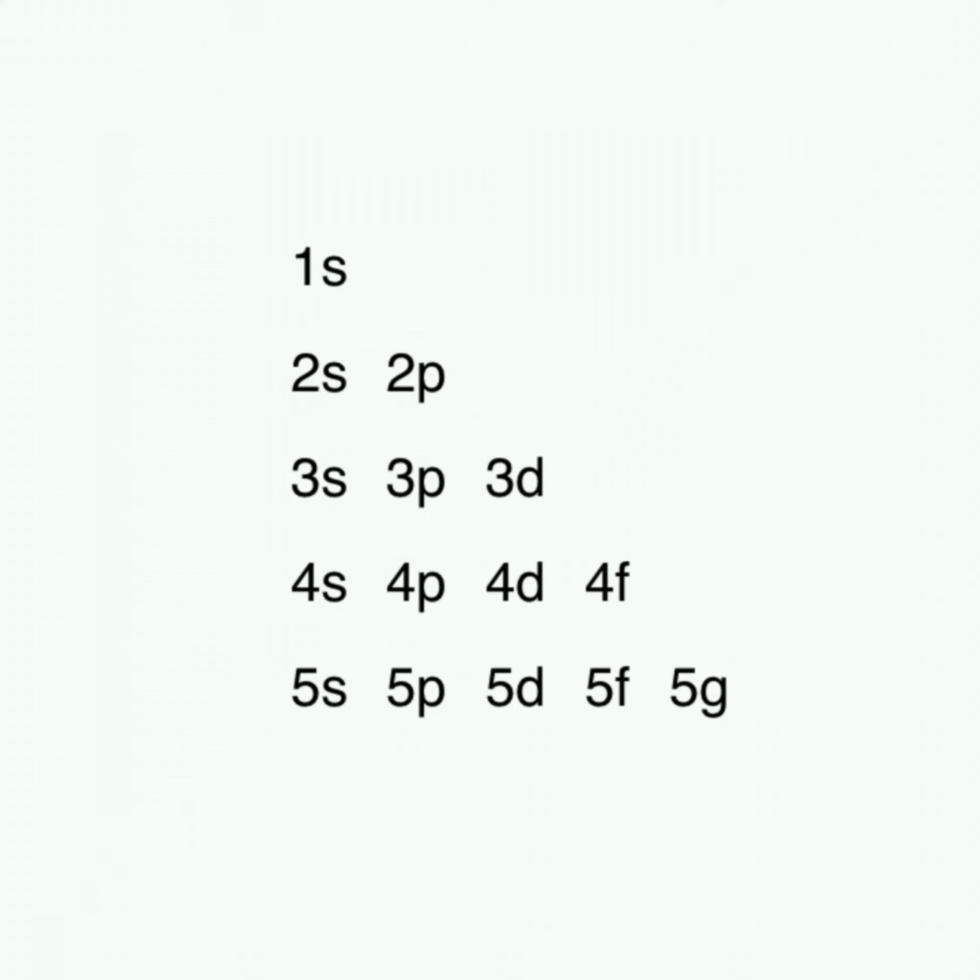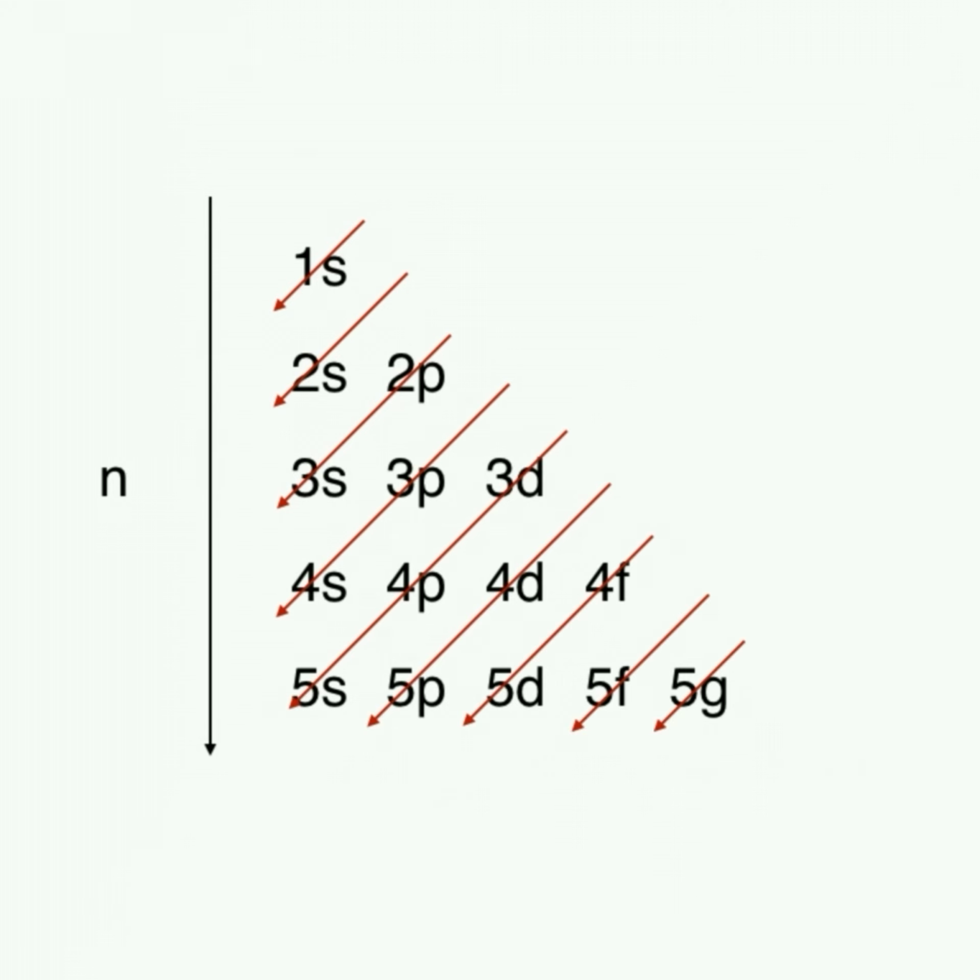An easy and convenient way to remember this filling order is by writing out the following triangle. It lists all the subshells in order of increasing n. From here, drawing diagonal lines starting from the top right towards the bottom left will give you the filling order. So 1s will be filled first, followed by 2s, then 2p and 3s, and so on and so forth.